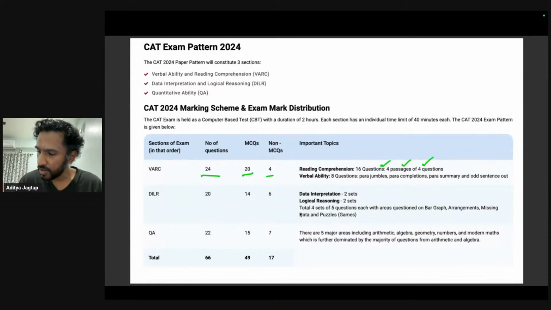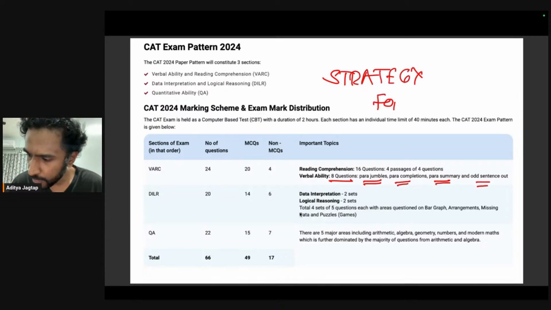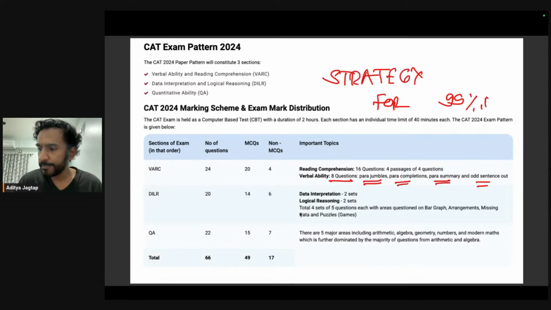It's not necessarily always going to be four passages of four questions. They might change that number. But what we can expect is around 16 questions from reading passages. This is something we can rely on, sort of. And for verbal ability, we have eight questions, which include para jumbles, para completion, para summary, and odd sentence. We'll see each of these question types today, but our broad focus is on the strategy for, let's say, 99 percentile, or whatever is your ideal score.